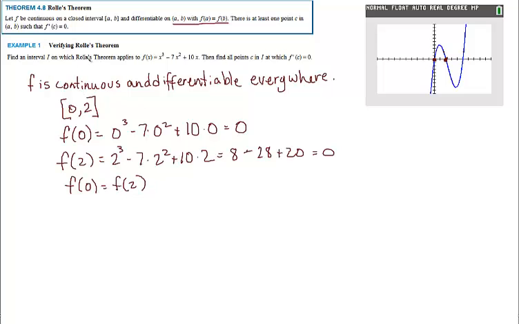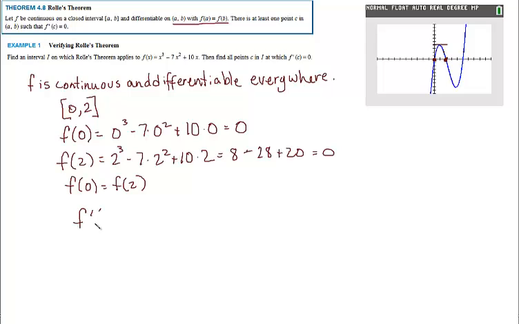So let's see if there's one point in that interval such that the derivative is 0. I know where it is because I can see the graph of it now. I bet you it's going to be right in there somewhere. Don't exactly know where it is. Kind of looks close to 1 but not exactly 1, so let's just see.